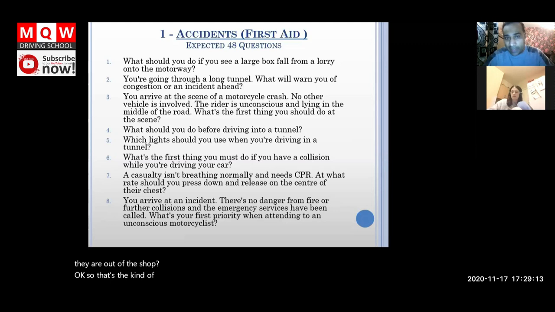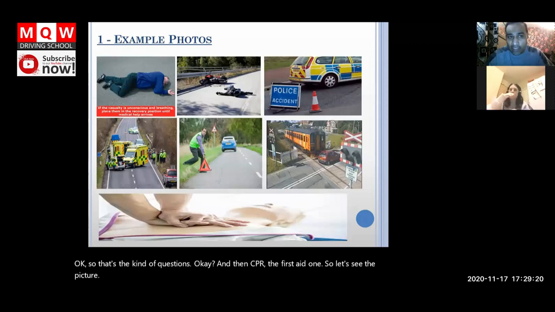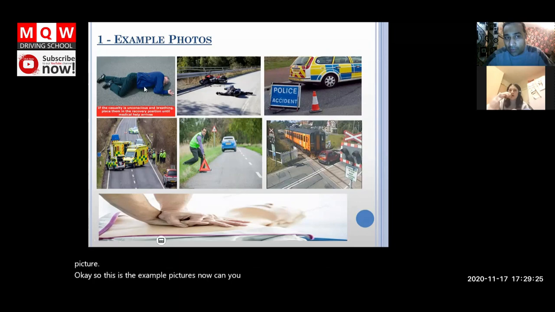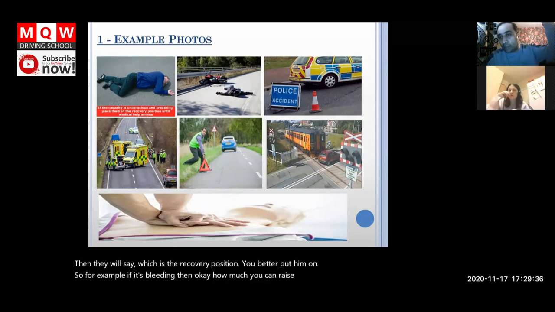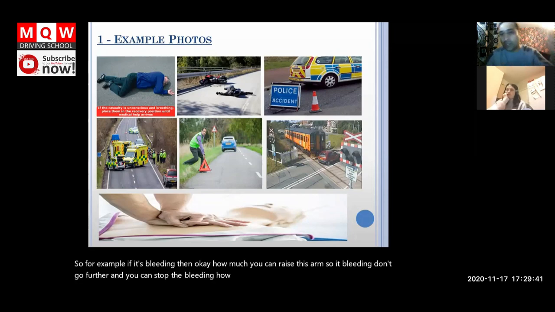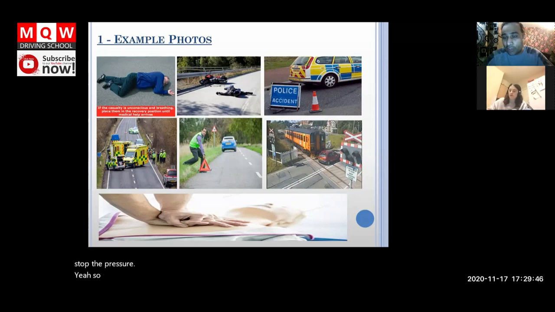And then CPR, the first aid one. So let's see the pictures. Okay, so these are example pictures. Now, can you see the one guy lying down on the floor? Then they will ask which recovery position you should put him in. So for example, if he's bleeding, then you know how much you can raise this arm so his bleeding doesn't go further and you can stop the bleeding. How much pressure you can give to his wound to stop the bleeding. So you are providing somebody first aid on the road.